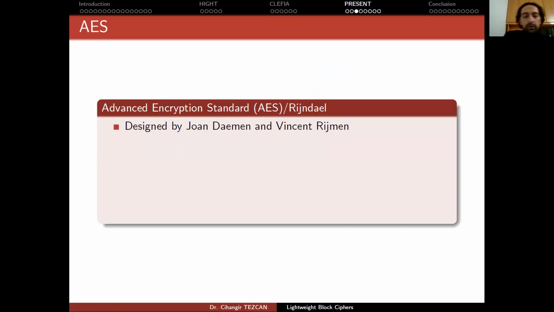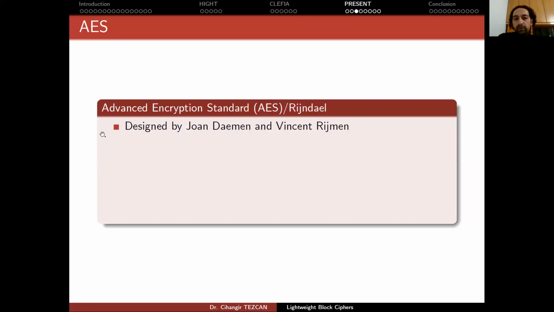So let's talk about AES for a single slide and then move on to present. We need to talk about AES because it is the advanced encryption standard, so it is standardized by NIST and ISO, so it is like a standard cipher in almost every country.